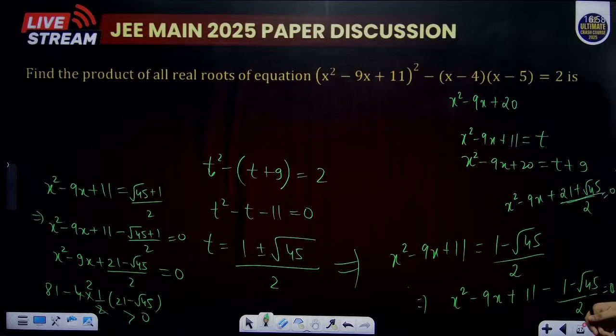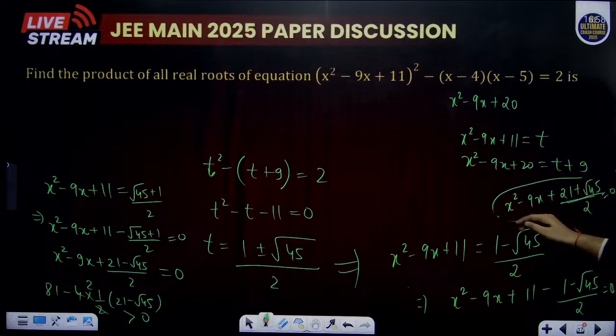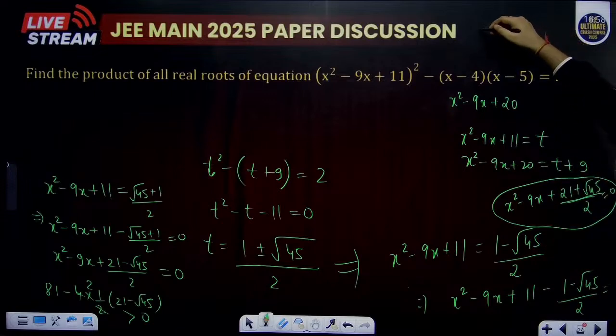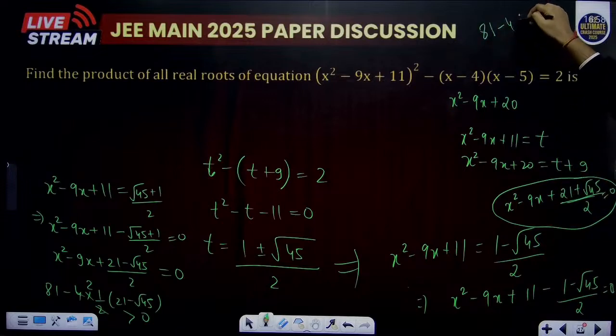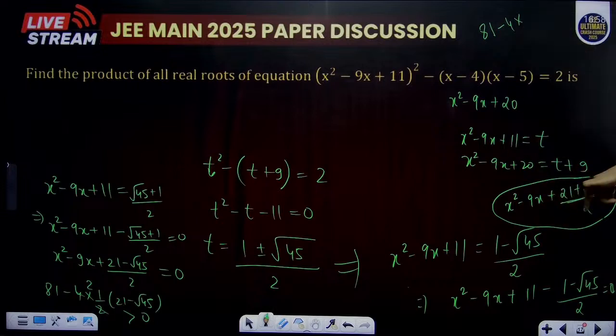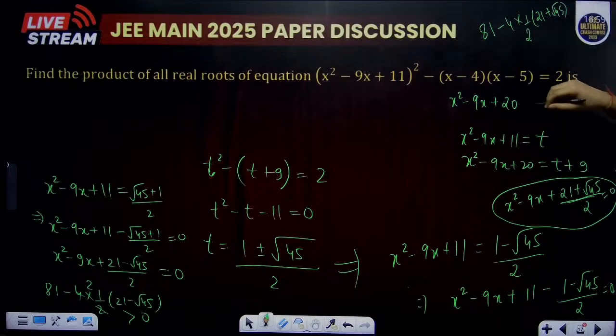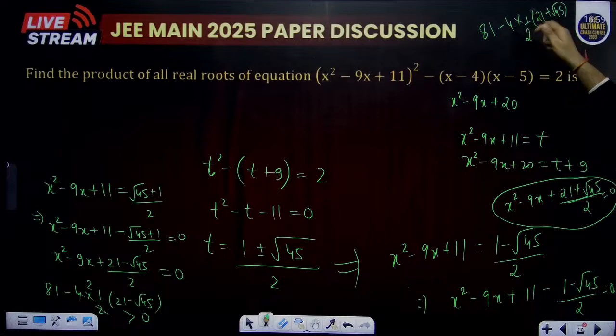Now again, let's just check if the discriminant is positive, then our job is done. 81 minus 4 times this value. Let's try to calculate this value. So this will become 81 minus 4 into 1 into half into 21 plus root 45. Again, root 45 will be somewhere around 6 point something, about 7. 21 plus 7 is 28, by 2 is 14, into 4 is 56.